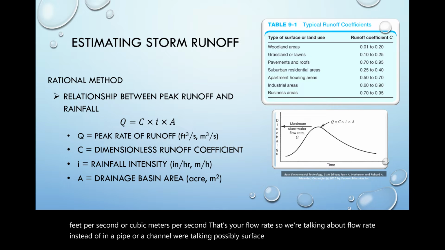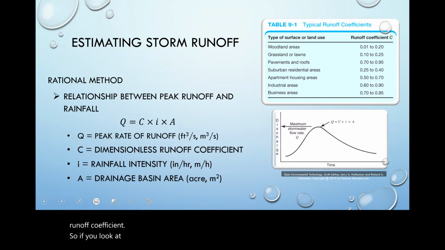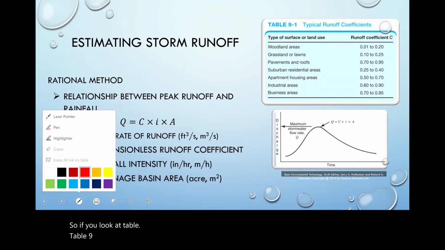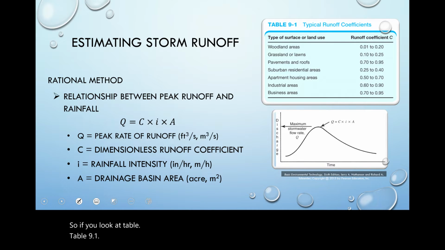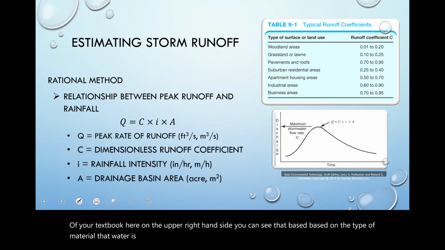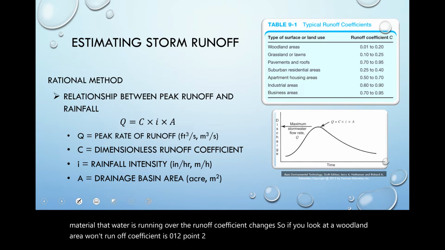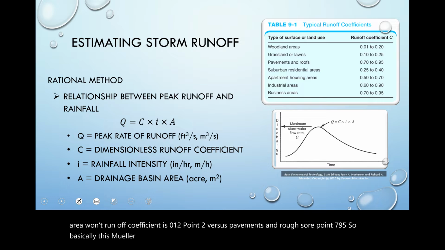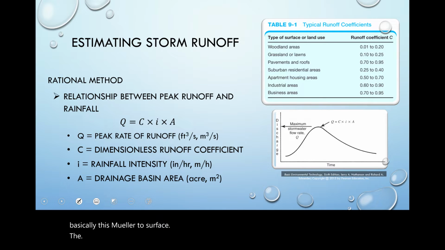C is a dimensionless runoff coefficient. So if you look at Table 9.1 of your textbook on the upper right hand side, you can see that based on the type of material that water is running over, the runoff coefficient changes. So if you look at a woodland area, the runoff coefficient is 0.01 to 0.2, versus pavements and roofs, which are 0.7 to 0.95. So basically, the smoother the surface, the longer or the faster the water or more flow will happen.